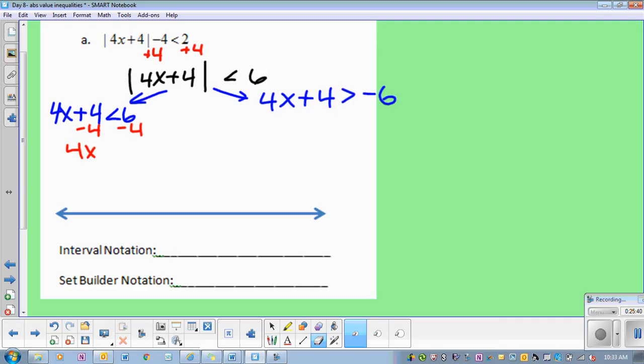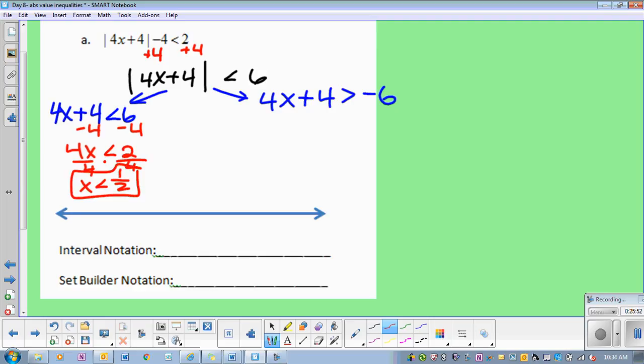There we go. 4x is less than 2. Divide by 4. X is less than 1/2. Right? Kevin, make sure I'm doing this right, okay? I'm starting to get a little cross-eyed up here. Divided by 4. X is greater than negative 5/2.